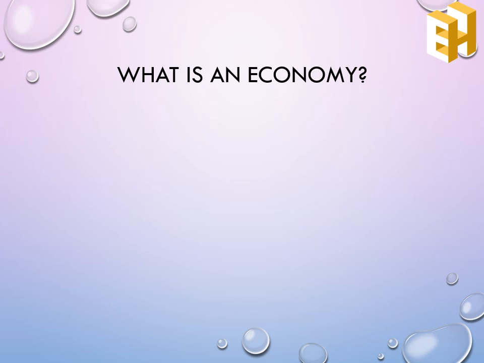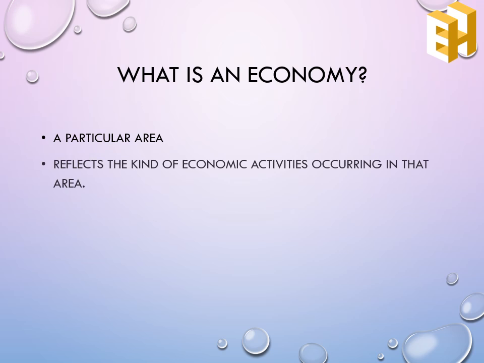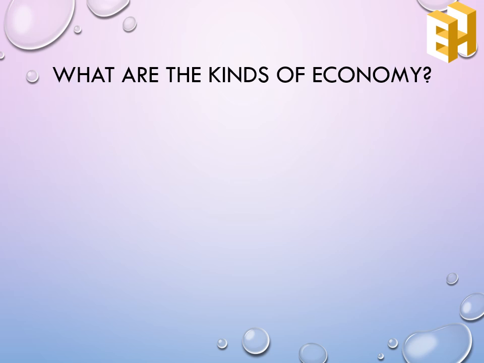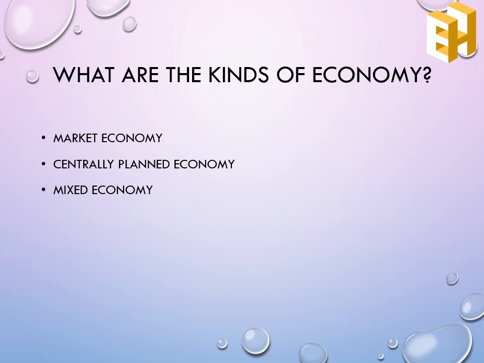We have been talking about economy a lot of times. So let's understand what exactly is an economy. Economy refers to a particular area, be it a village, a city, a district, state, or even a country. We can also call the world an economy. So, any area which reflects some kind of an economic activity taking place is referred to as an economy. The different kinds of economies are market economies, centrally planned economy, and mixed economy. Let's understand them one by one.